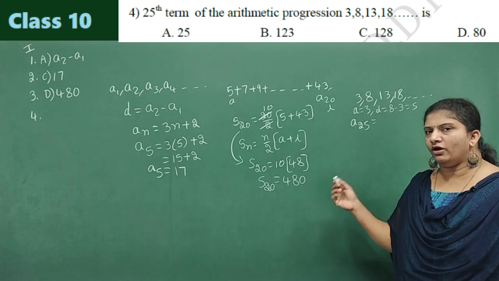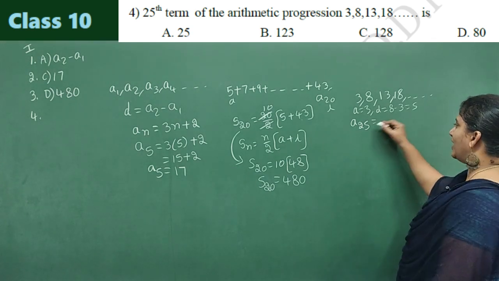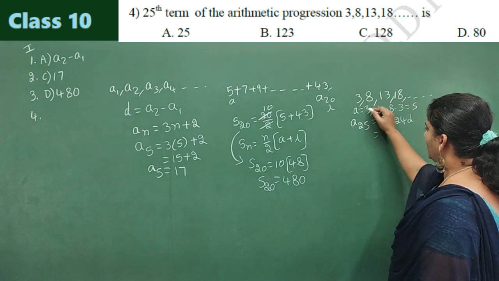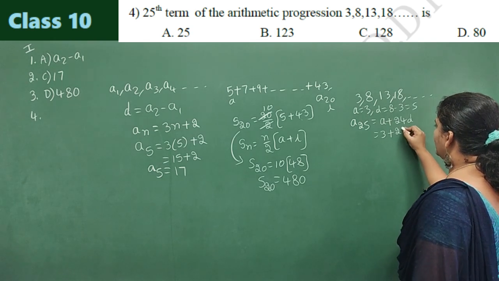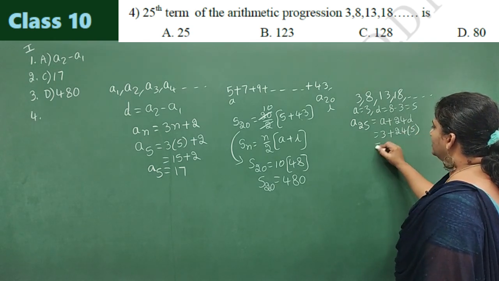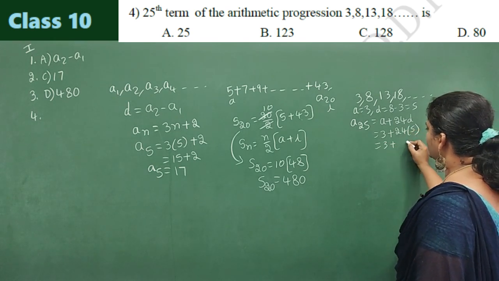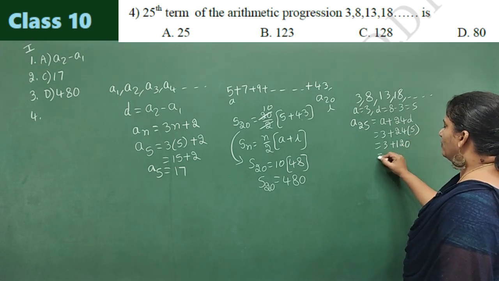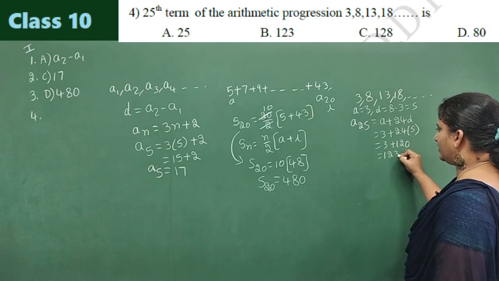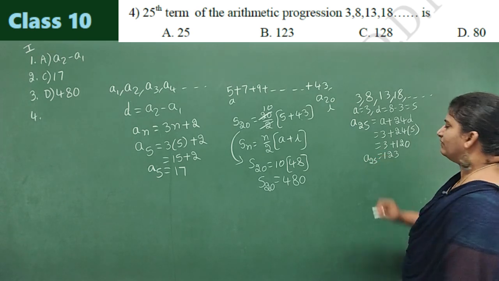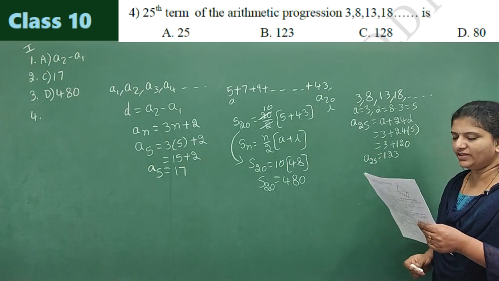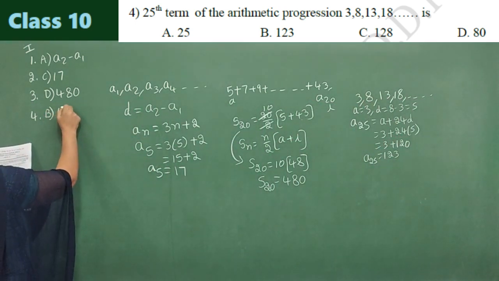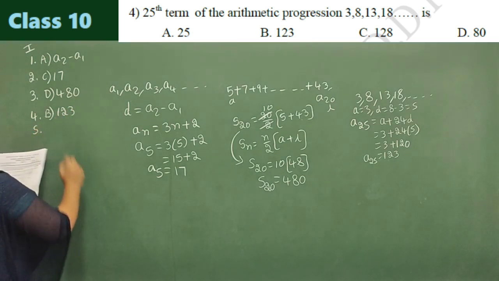A25. You can write formula or directly you can go for general form. A25 can be written as A plus 24D. A value is 3 and D value is 5. 3 plus 5 4s are 20, 5 2s are 10, plus 2 will be 12. 120 plus 3, 123. 25th term value is 123. Check for the answer. It is option B, 123.